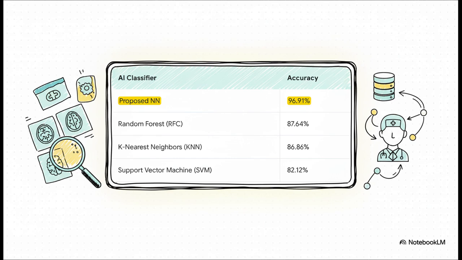And it's not just about the search. The classification part, that lightweight neural network, also blows the competition out of the water. With an accuracy of almost 97%, it beats other standard machine learning models like random forest, KNN, and SVM by a pretty wide margin. This really shows that the entire system, from start to finish, is just incredibly effective.